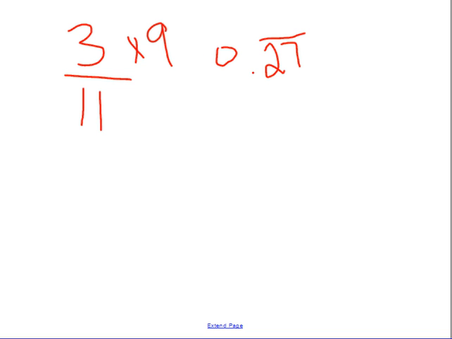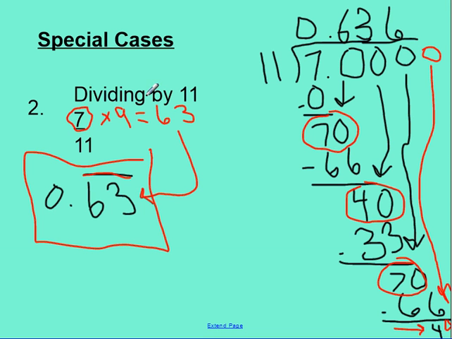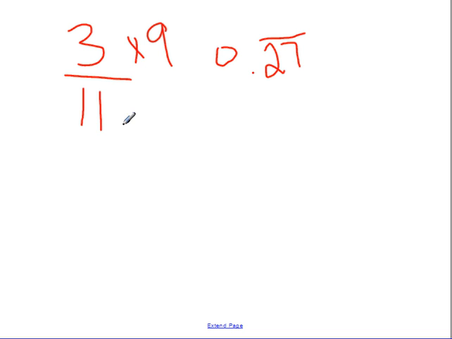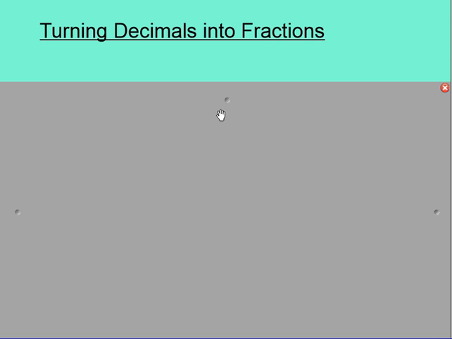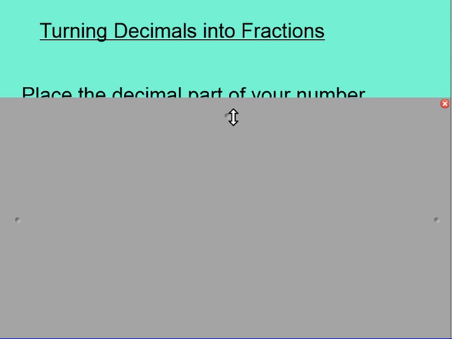So cool. Of course, you do need to know how to do the long division, but there are a handful of special rules that give you repeating decimals that you can remember. So there's the rule of 9 and then there's the rule of 11. Okay, let's go ahead and move right along onto the next topic. Put this on your next blank page, and it's going to be turning decimals into fractions.